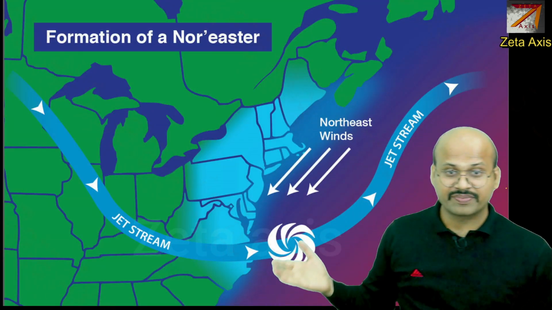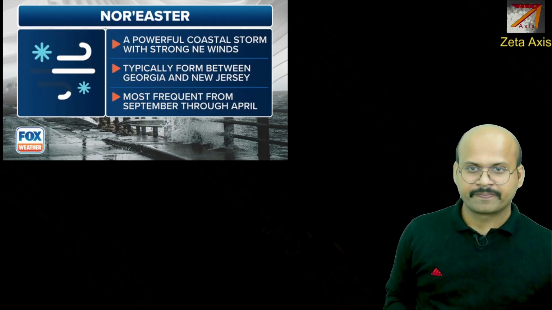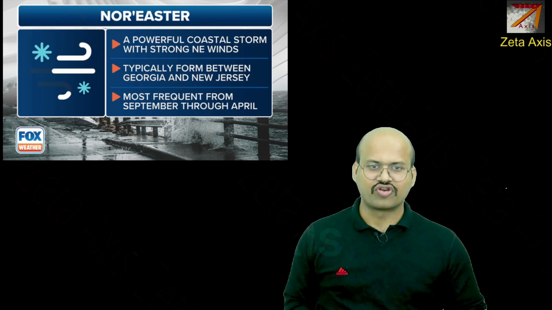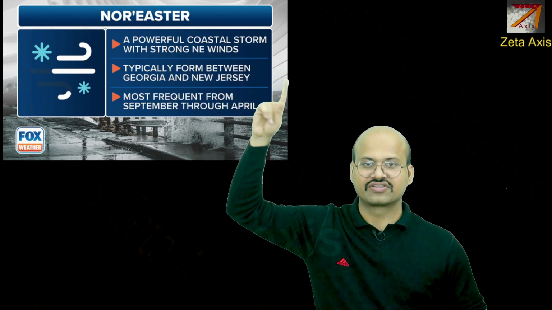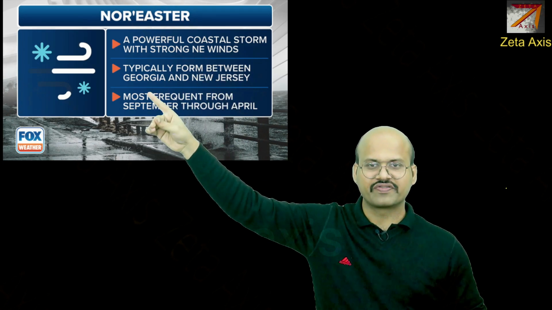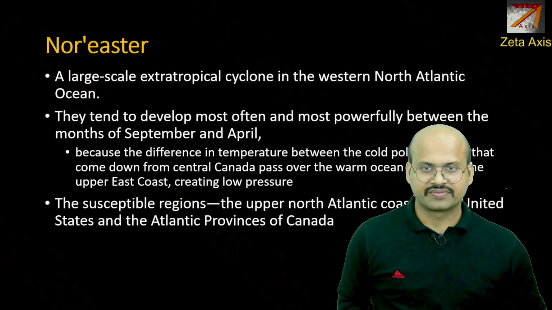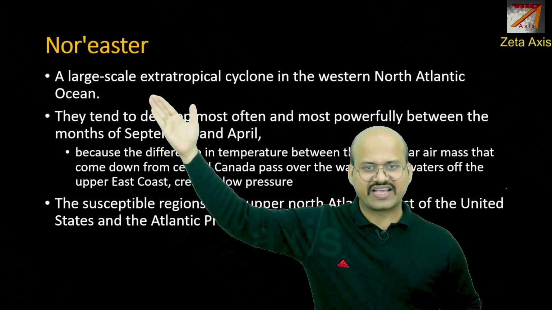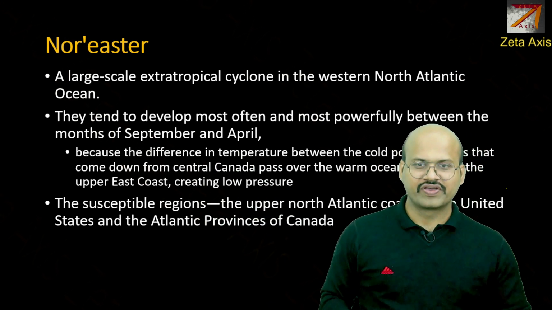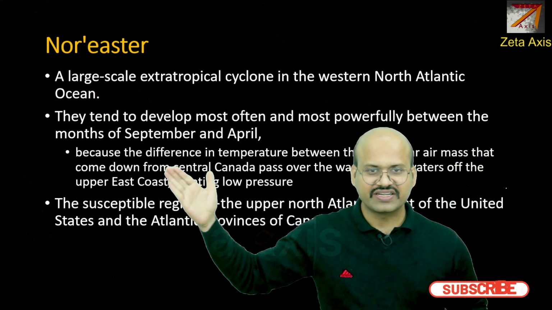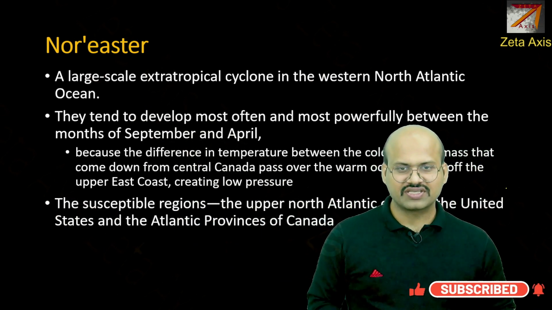Here is another example. We will see that these are formed along with the jet stream. And here is a summary of nor'easter winds. It is a powerful coastal storm with strong northeast winds. They typically form between Georgia and New Jersey, and they are most frequent from September to April. It is a large-scale extratropical cyclone that we saw. It tends to develop from September to April. We have already seen that this is because of the difference in temperature between the cold polar air and the warm air that is coming from the southern direction.